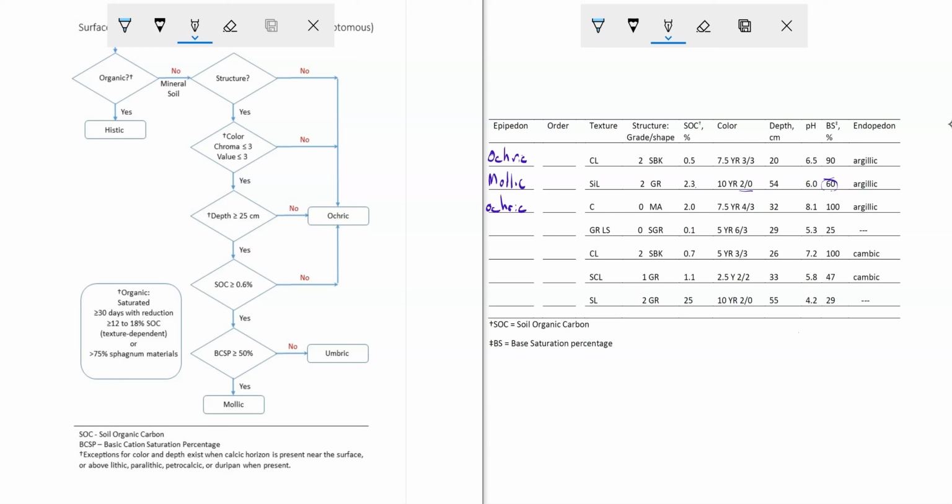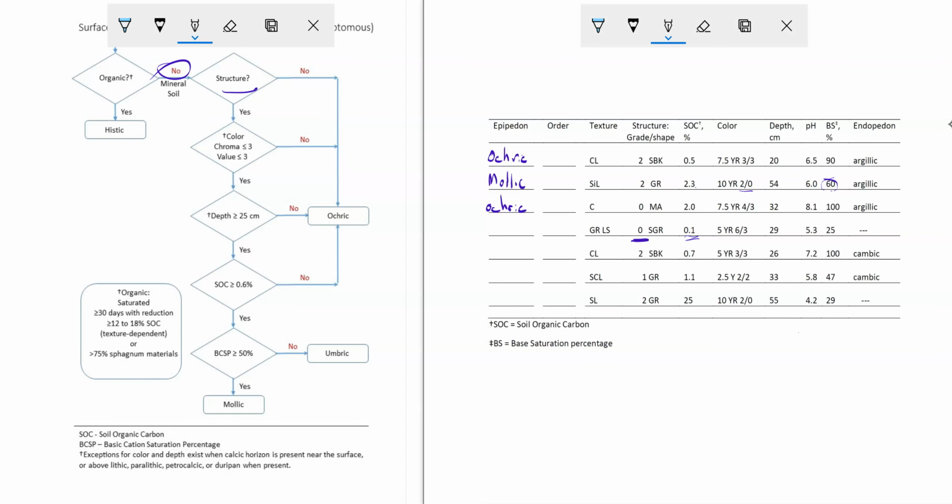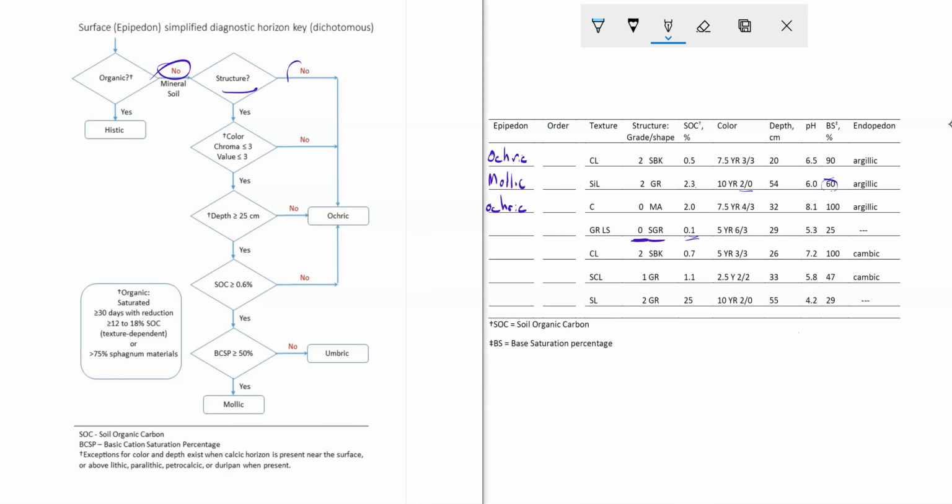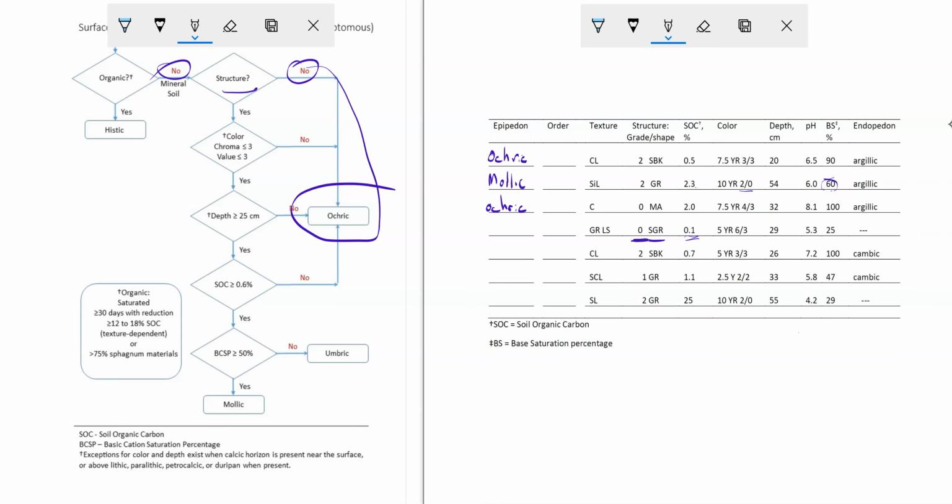So as we look at this, the next one, first question, organic, yes or no? Organic carbon content, really low, 0.1. So no, we're dealing with a mineral soil. Does it have structure? Well, again, we have something that's 0, and remember 0 is structureless. What type? The other one was massive. This is single grain. So single grain is loose sand. So it doesn't have structure. So your answer is no. You come down, you've got another ochric horizon.